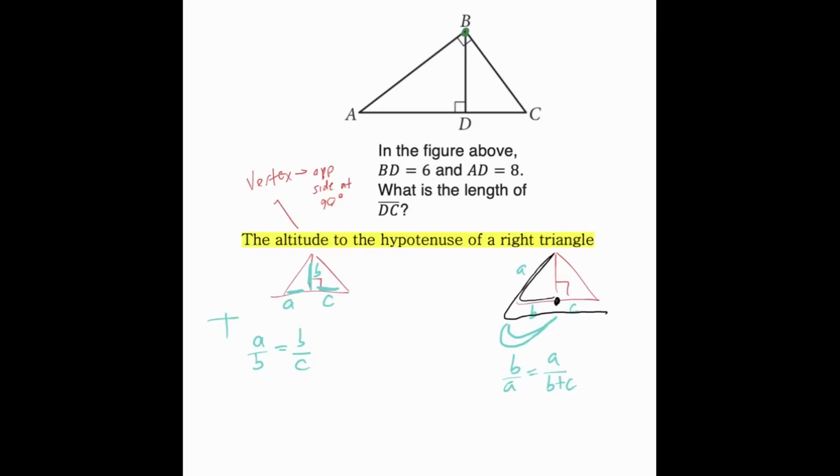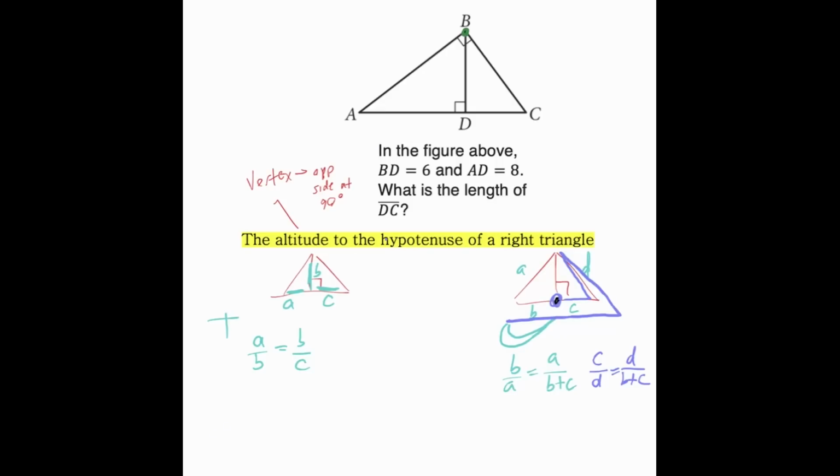The same thing can be done in the opposite direction. If we were looking for D, if we started at the place where the hypotenuse is split and we go toward the leg, C over D equals D over the whole hypotenuse. So C over D equals D over B plus C. So that's the harder of the two rules.